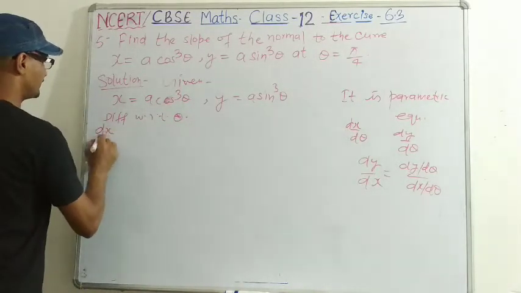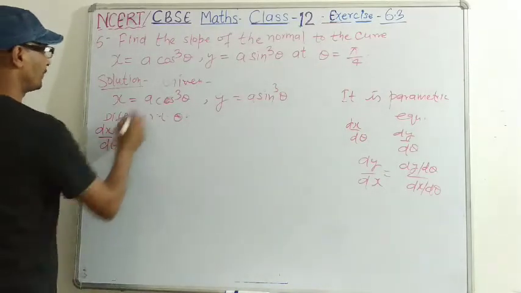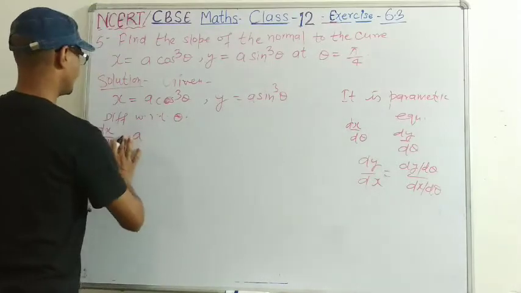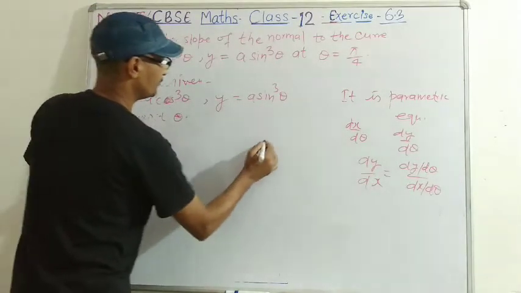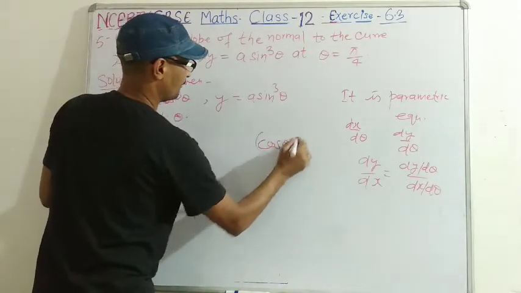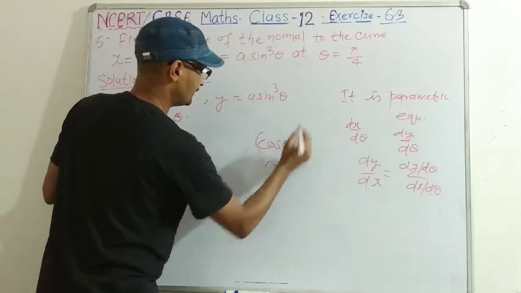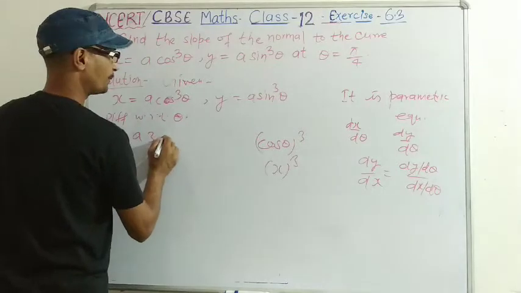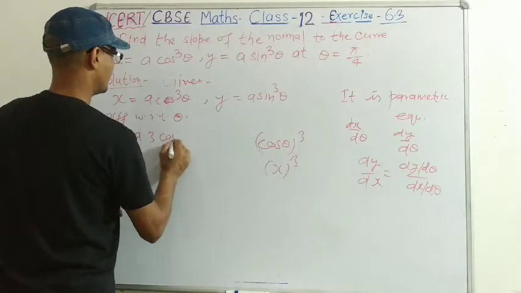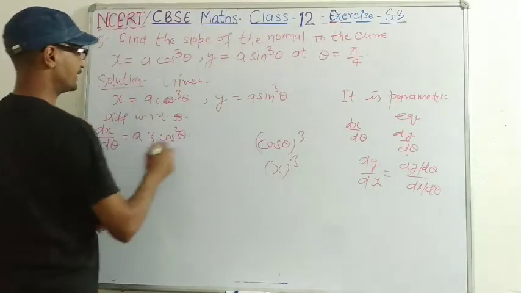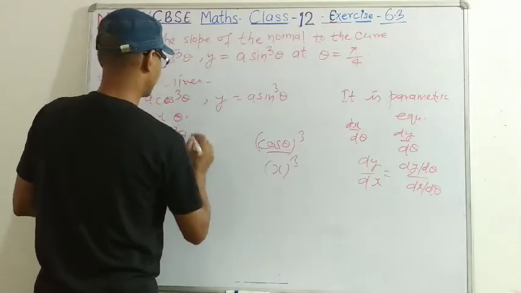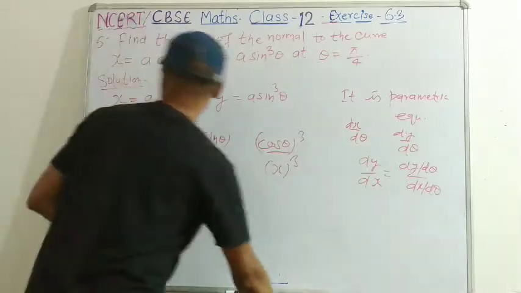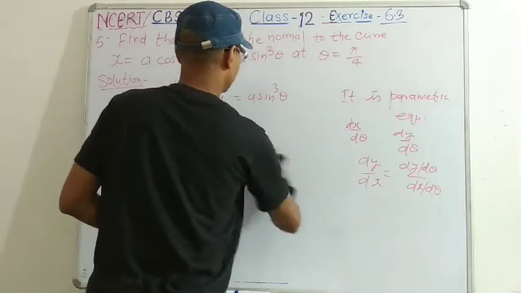So it becomes dx by d theta is equal to, a is constant, cos cube theta. इसको suppose कर लिया x, x cube का डिफरेंशियल 3x squared, that means 3 into cos squared theta into, इसको suppose किया x, डिफरेंशियल ऑफ दिस minus sin theta. So it is dx by d theta.